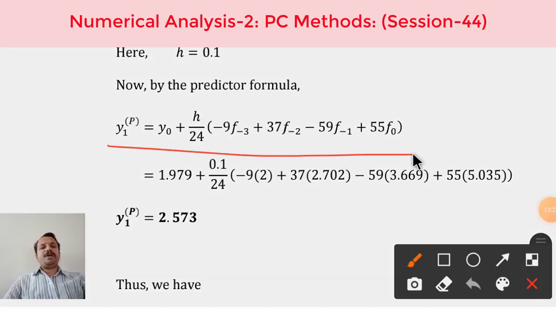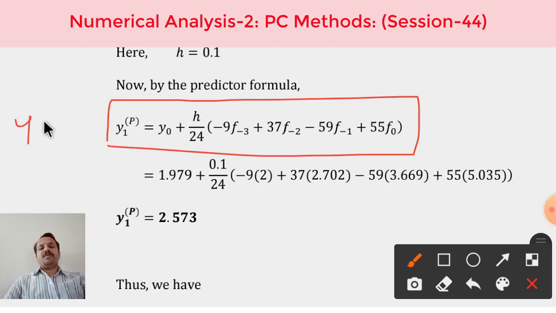The predictor formula is visible here. All of you can observe. In the predictor formula, we are finding the value of y at x1. Y at x1 is y at 1.4, that I just told you. This is the value which we are finding. That is of our interest, and this we have taken as x1, therefore we are saying that it is y1.